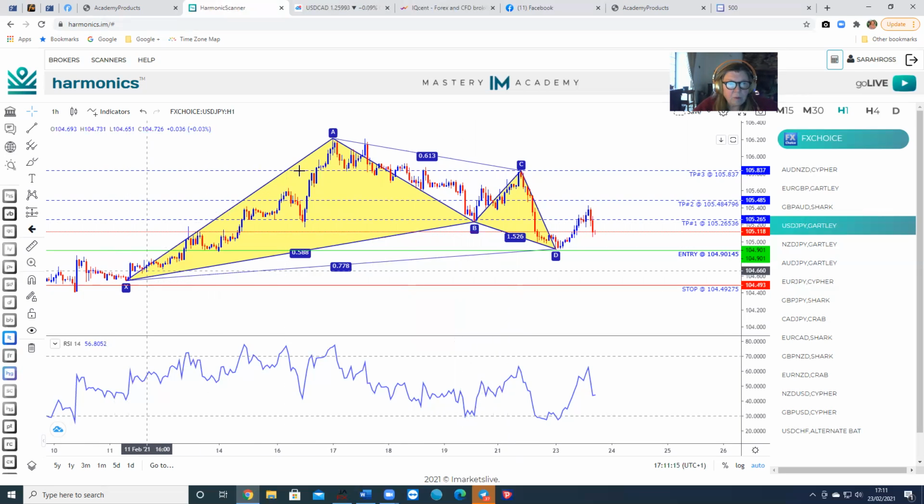So all these different shapes, it's 5 reversal points in the market. And what this is telling us off this D point is that USD JPY has now formed a new low point and it wants to go up.